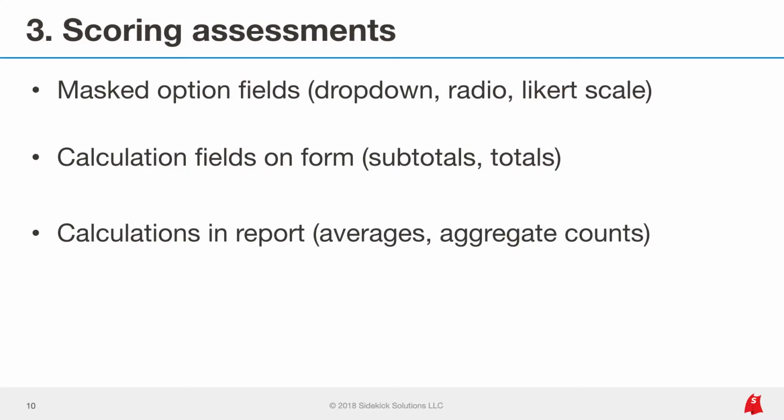We recommend using masked option fields like drop-downs, radio buttons, and Likert scales for your assessment questions so that you can set up back-end scores while still showing a front-end text value to the person who's actually entering the data. These fields, because they store a back-end numeric value, can then be pulled into calculations to generate subtotals or total assessment scores, either with calculation fields on the form or with special calculation columns in a report.